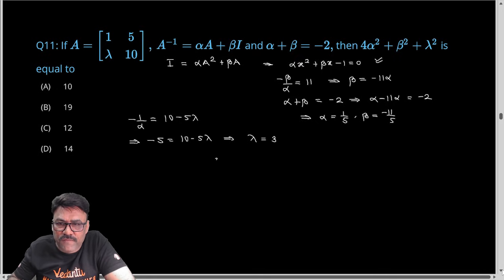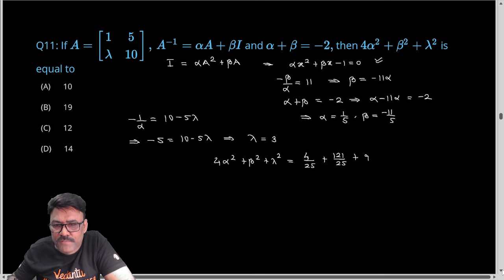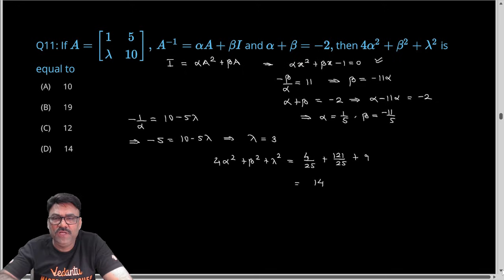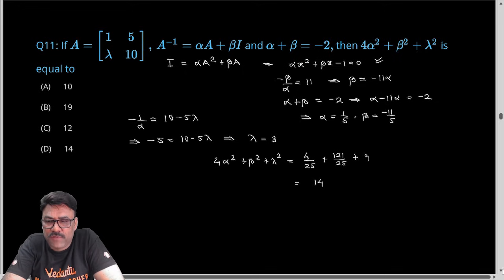So now I can write 4 alpha square plus beta square plus lambda square. 4 alpha square is 4 by 25. Beta square is 121 by 25. And lambda square is 9. 4 plus 121 is 125 by 25, which is 5, plus 9, 14. So 14 is the correct option here, which is option D, right?